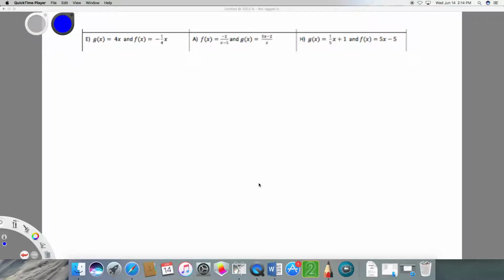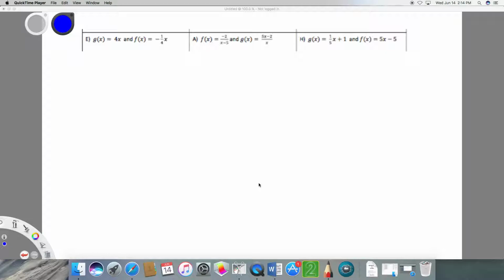Here in each of these, they give us two functions and they ask us to determine if these two functions are inverses of each other. So in each case, we want to find the function compositions, f composed with g and g composed with f, and compare them and see if they both equal x, then we'll conclude that the two functions are inverses. If they don't equal x, then we'll conclude they're not.